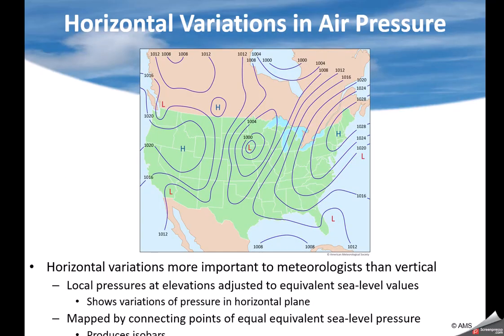Here's a surface map. We've seen these. And there's the isobars in millibars. You can see the low pressure. So the pressure is less here. There's a smaller number of molecules there. More molecules here, higher.